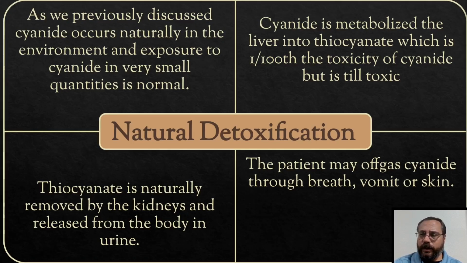Let's talk a little bit about natural detoxification. As we previously discussed, cyanide occurs naturally in the environment, and exposure to cyanide in very small quantities is normal. Cyanide is metabolized in the liver into thiocyanate, which is 1/100th the toxicity of cyanide, but is still toxic. Thiocyanate is naturally removed by the kidneys and released from the body in the urine.